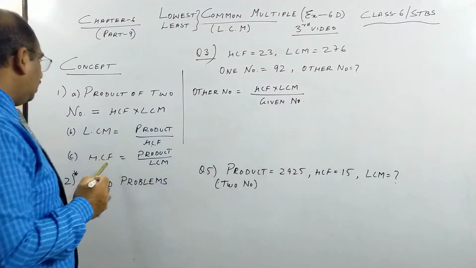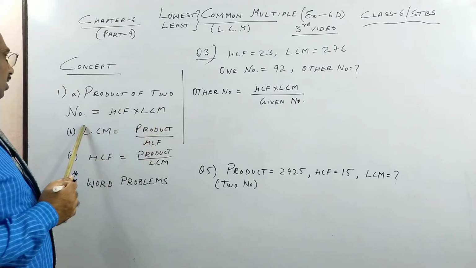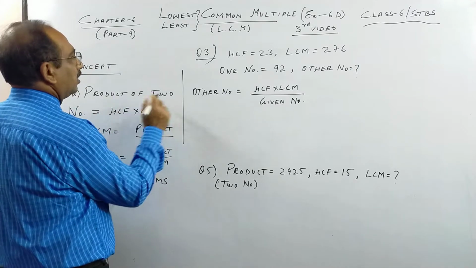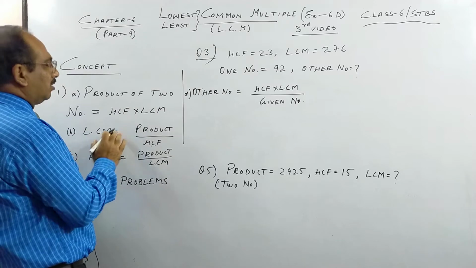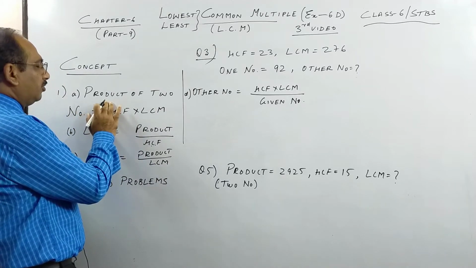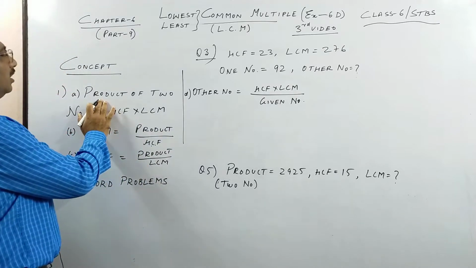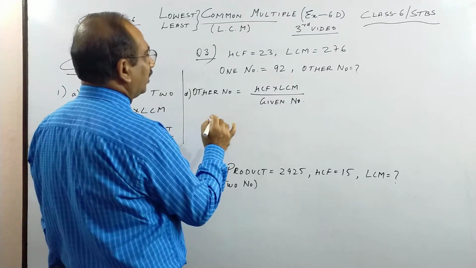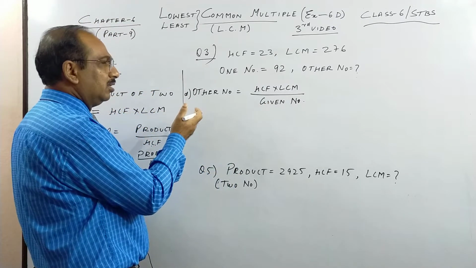Once more, so here I have given you two formats. Another one you can add, number D, over here. For the other number, suppose you have the product of two numbers, so the other number is LCM into HCF by the given number. So A is the main formula, B, C, D are coming as a result of A. I'll explain to you with logic also. With the first formula I'll show you.